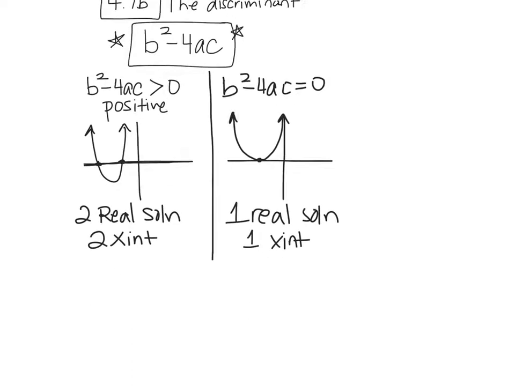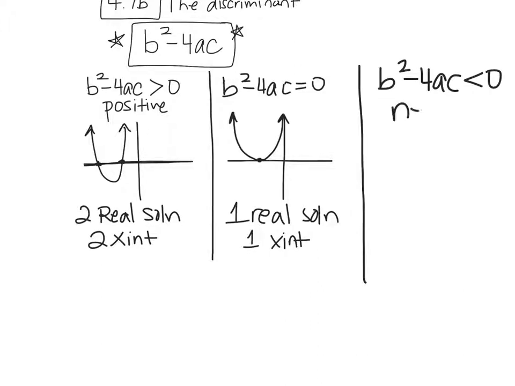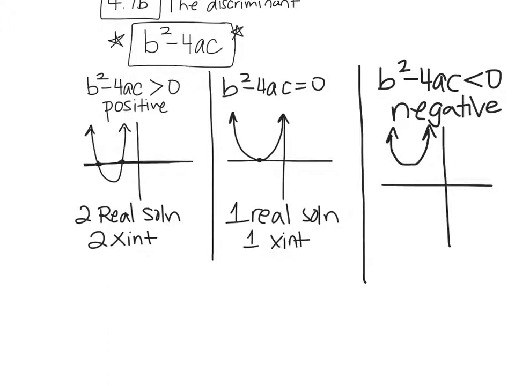And then finally, you didn't get any of these last night, but if b squared minus 4ac is less than 0, so if you get a negative number here, when you go to graph this, your parabola will not touch the x-axis. It'll be way too high, or if it's opening down, it'll be way too low. There's no intersection between y equals 0 and your parabola. They don't intersect. And so you will get 0 real solutions.